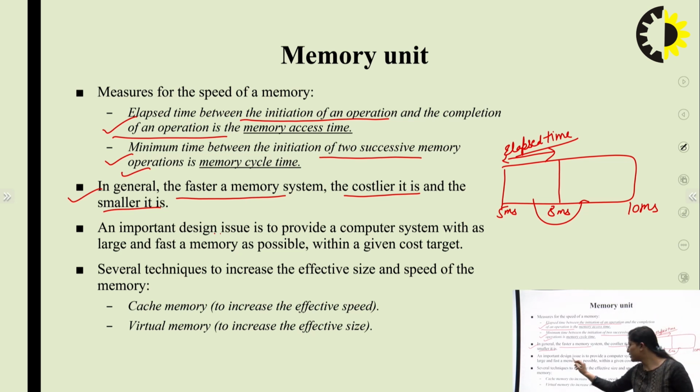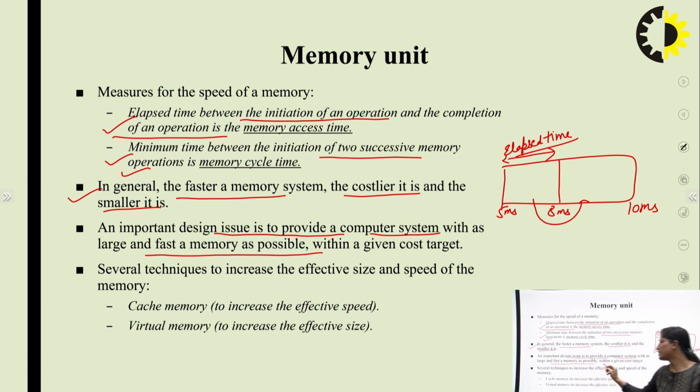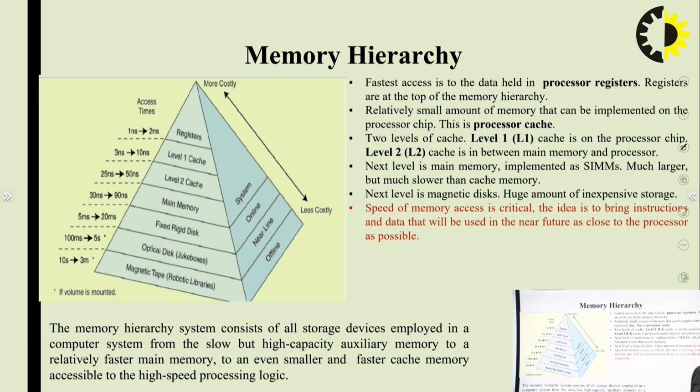So an important design issue is to provide a computer system with as large and as fast a memory as possible. We want to provide a memory that our customer can afford, and according to the cost we need to consider the size and the speed of the memory. We have several techniques to increase the effective size and speed of the memory. If we only want to increase the speed, we can add cache memory, and if we want to increase the size, we can add virtual memory. We will study cache memory and virtual memory in depth in later lecture videos.